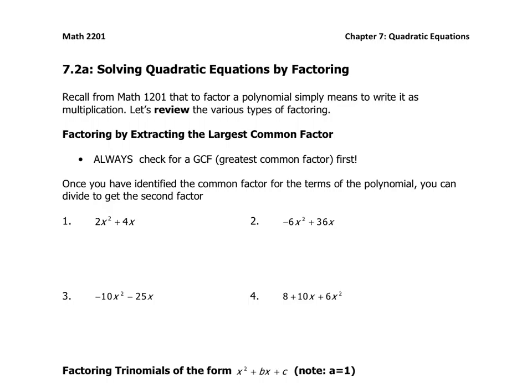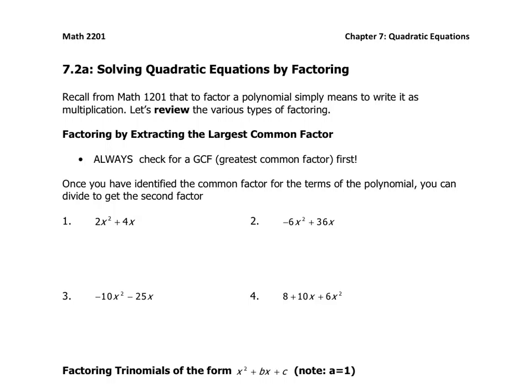Okay, section 7.2 is on solving quadratic equations by factoring. So before we get into solving quadratic equations by factoring, I'm going to review a few of the factoring rules. The first one is the greatest common factor. That's the first rule of factoring: always check for a greatest common factor. So we'll just do a few of these examples down here.